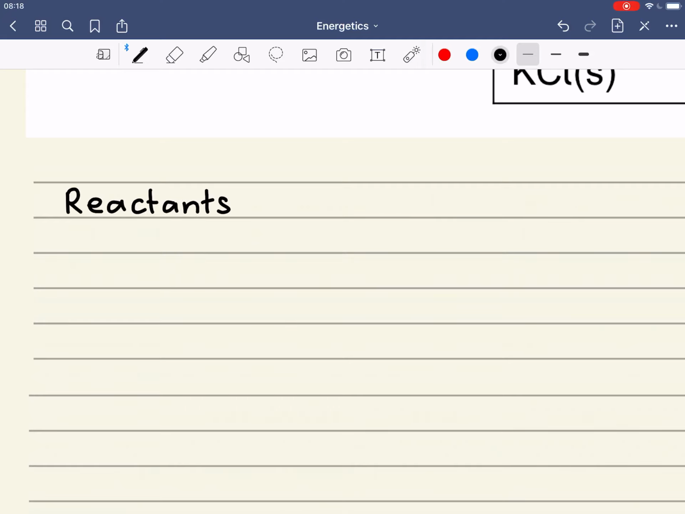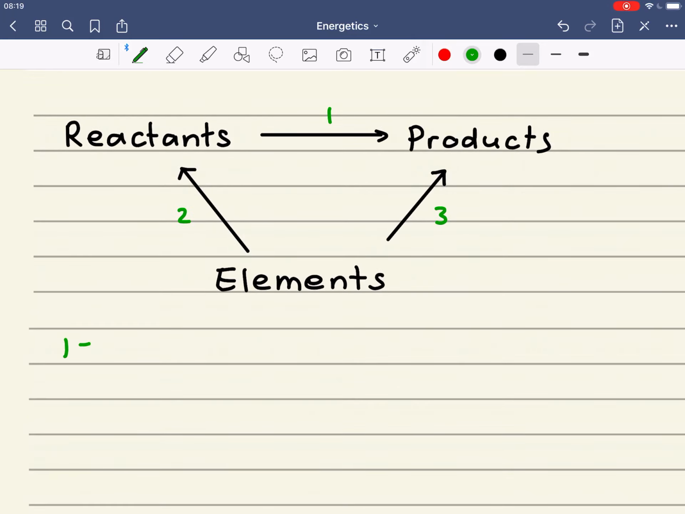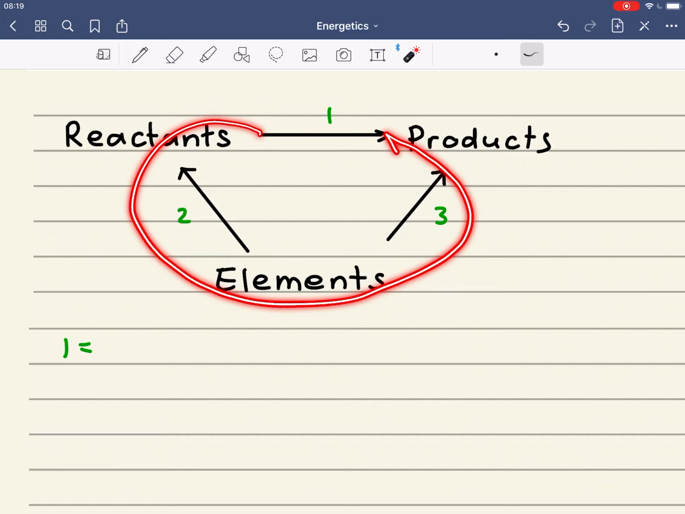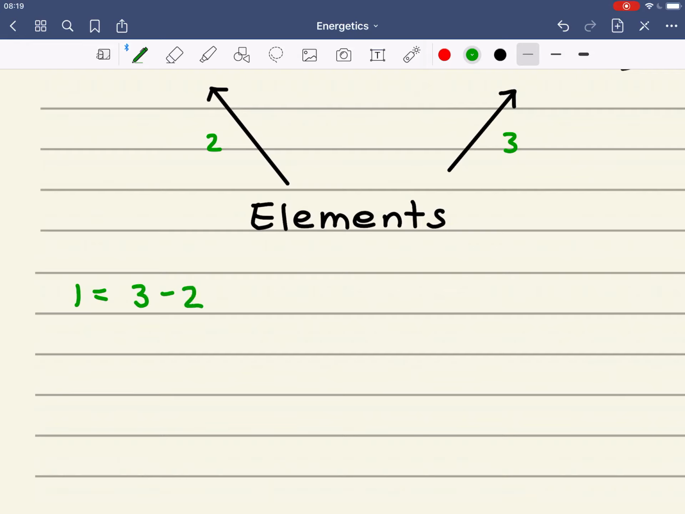So my reactants to products, and then here we've got the elements. And this time the arrows will point upwards. So if this is enthalpy change 1, enthalpy change 2, enthalpy change 3, if I want to work out enthalpy change 1, if we look at the direction of the arrow, the number 2 arrow is going the wrong way, 3 is going the right way. So this time enthalpy change 1 is 3 minus 2.